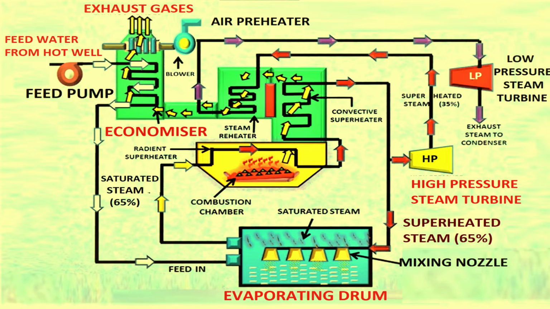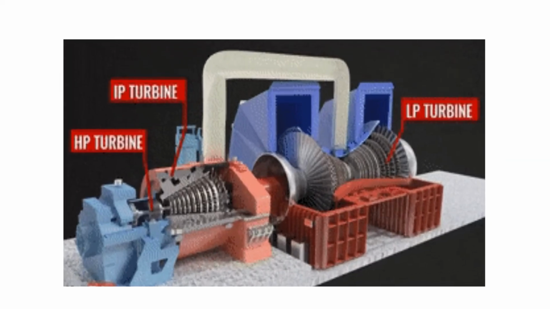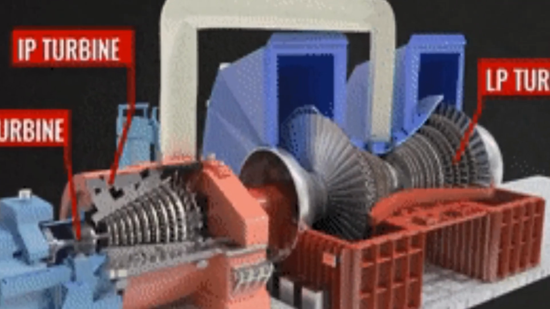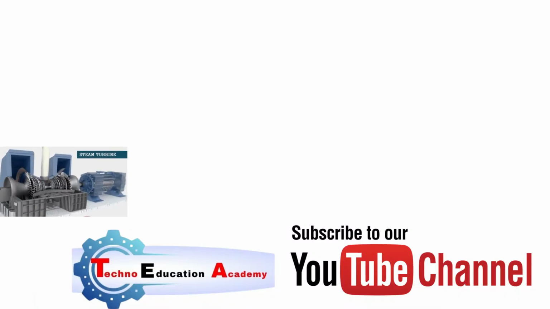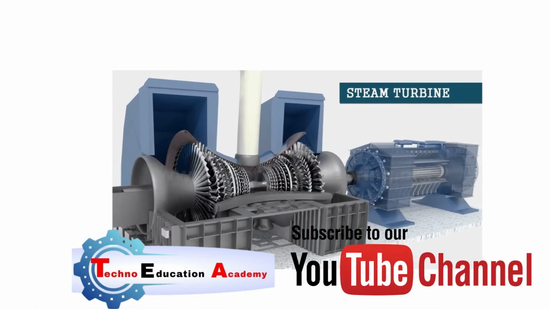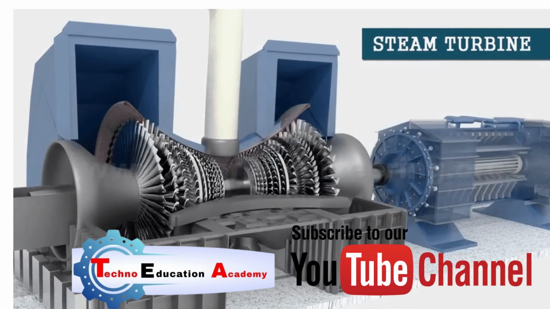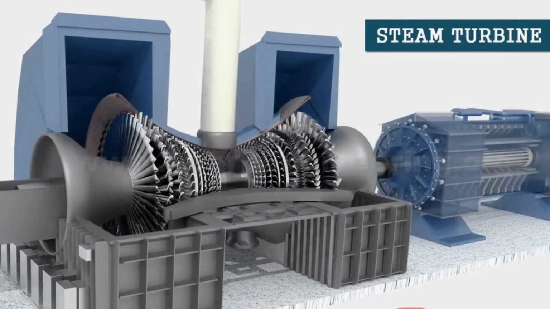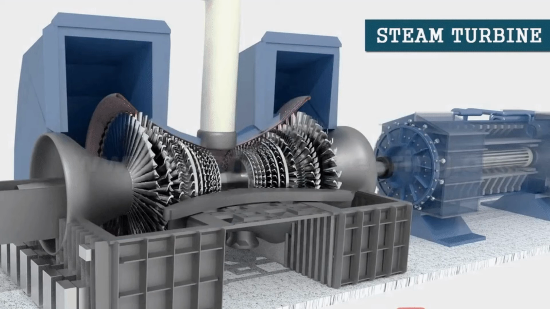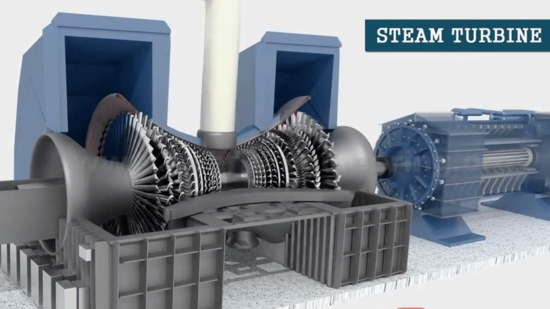The next component is the turbine. The turbine transforms the energy of steam into work. It is an output device. In this turbine the steam will expand and produce electricity, and it is connected with the generator. Through the generator we can transmit the electricity for domestic as well as industrial purposes.